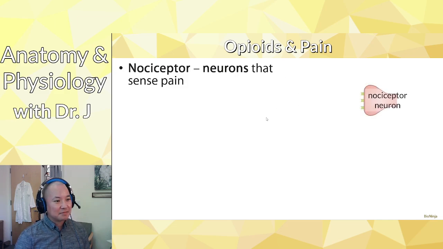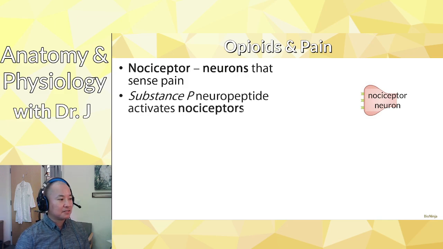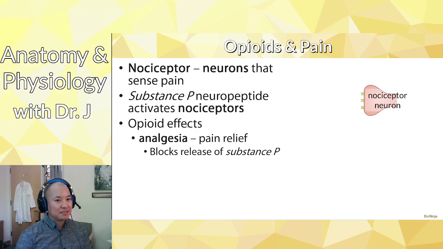Either way, what turns nociceptors on? There's something called substance P, which is yet another neuropeptide, not the same as the opioids. Substance P binds to substance P receptors on nociceptor neurons, and it causes pain. Now, what do opioids do? Opioids provide pain relief, and what they do is block the release of substance P. If you don't have substance P in this synapse, you don't get pain signals.